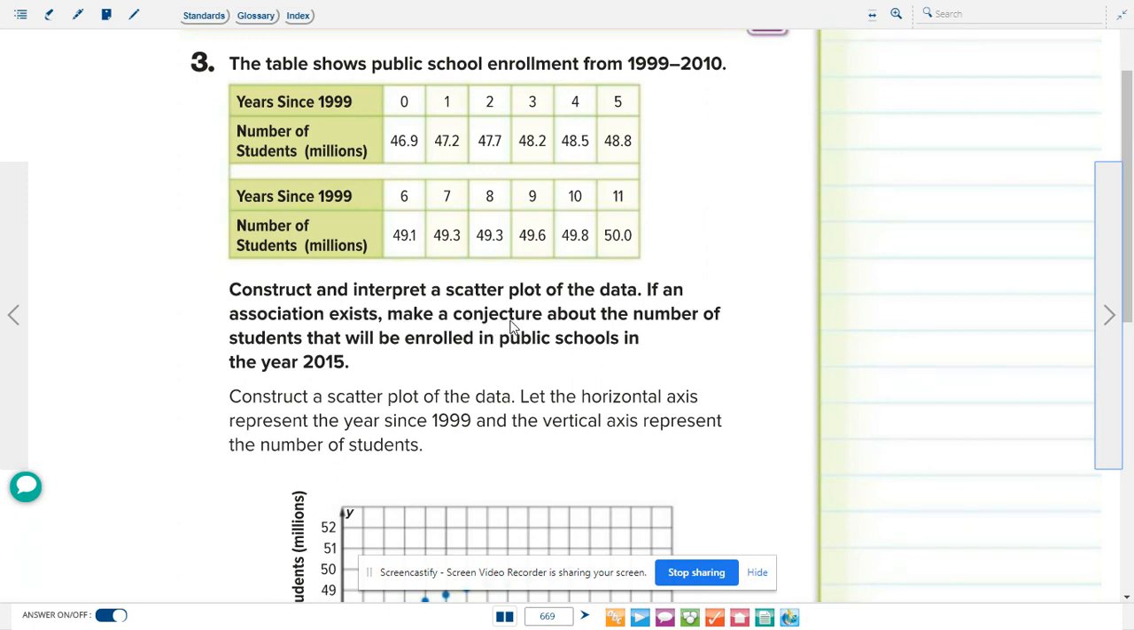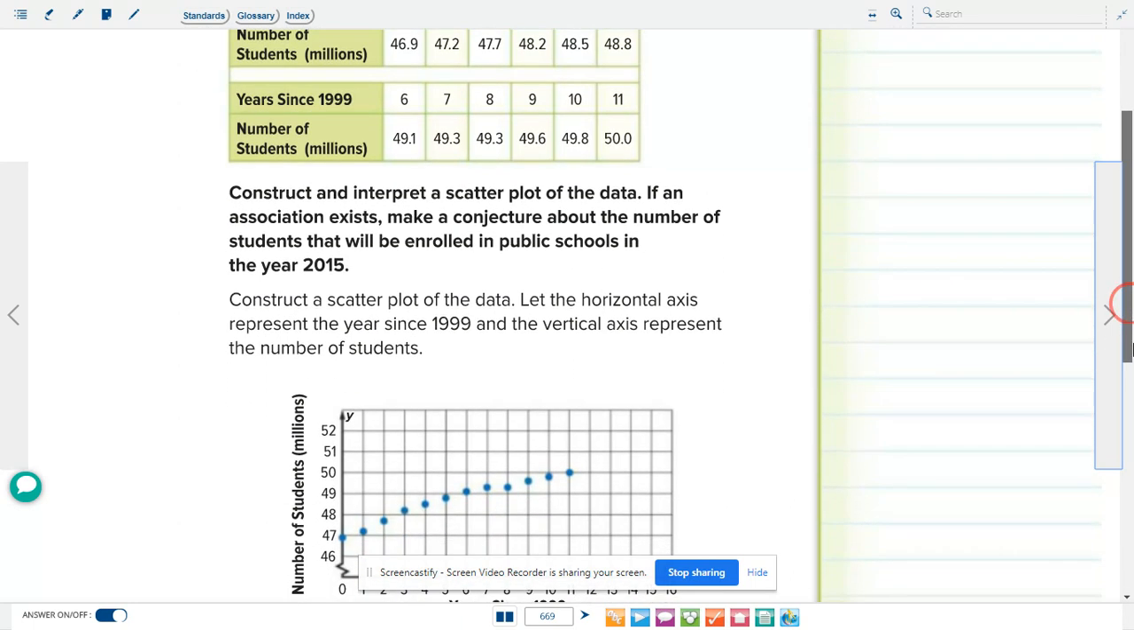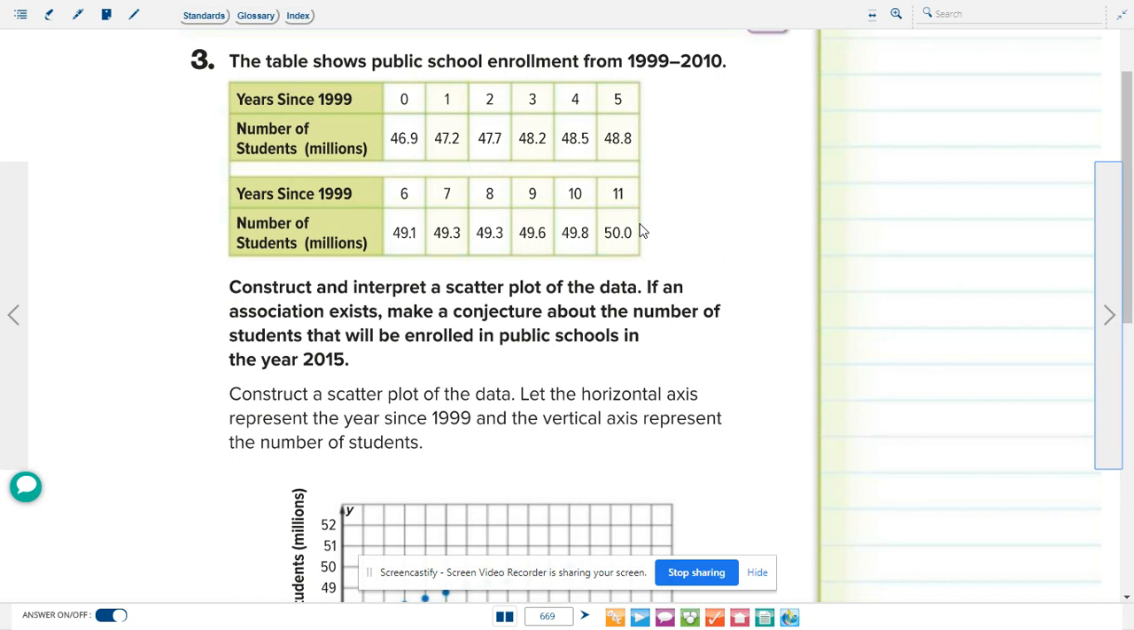Anyway, this last part that we're adding in is we're making a conjecture. So if we do see a pattern, some sort of association between the variables, sometimes that can help us predict in the future what's going to happen. And that's the real power of statistics, is in its predictive power. It helps us make plans for the future. So let's look it over.